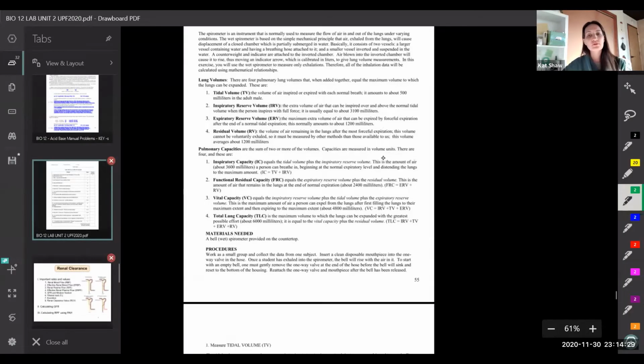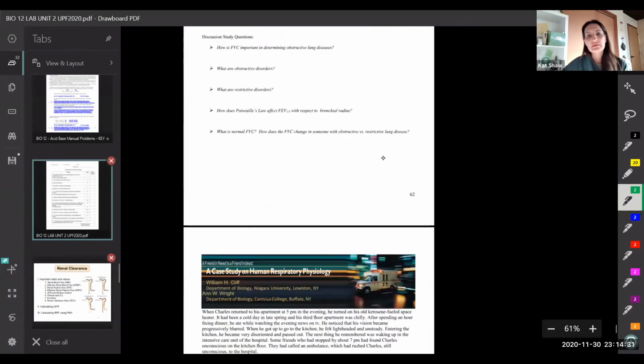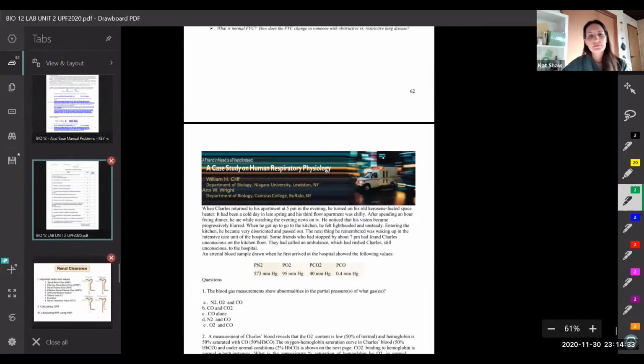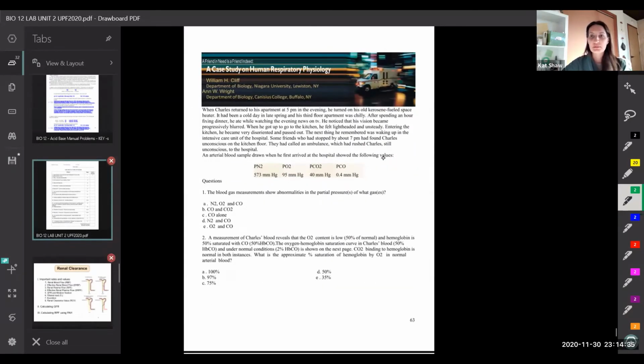Here's our lab unit 2 manual. We go all the way to the end of this manual. We have this case study on human respiratory physiology. So this was something I asked you to try to complete before we had this discussion. And that's because there's going to be at least 3, maybe 4 questions directly related to this case study on human respiratory physiology, because it's related to the effects of carbon monoxide on the oxyhemoglobin dissociation curve.